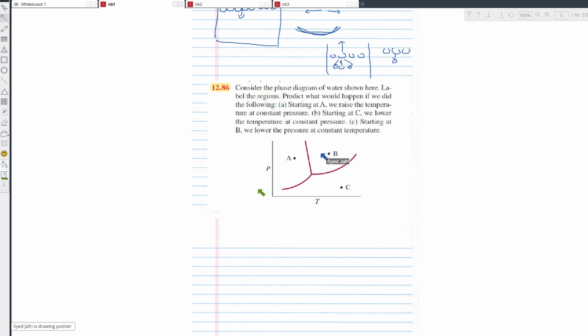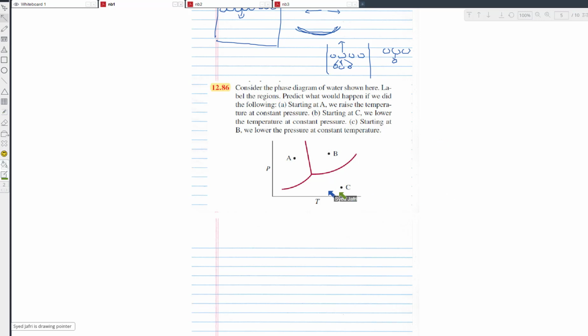So if you keep moving, you are not going to move to the liquid state. You will go directly to the gaseous state. Okay. Now starting at C, we lower the temperature. Keep moving to the lower, meaning going left. What happens? You tell me now.